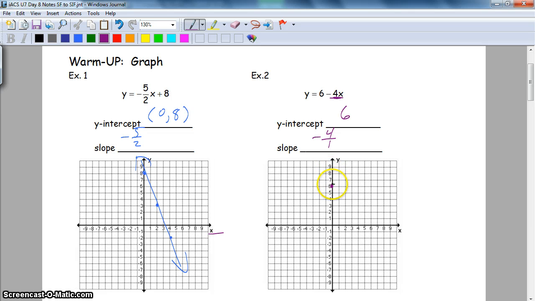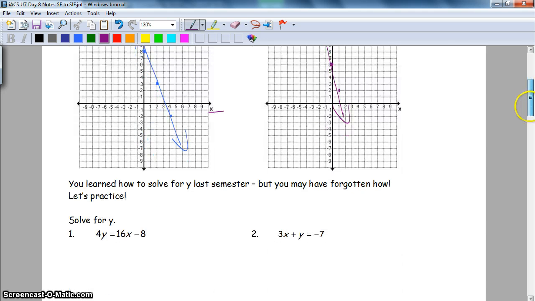The slope of negative 4. If I go down 4, I make sure I got a negative slope that's going that way. What would happen if I went up 4, though? If I went up 4, I'd have to go left 1 to make sure I got a negative slope. So that's where I need you all to be right now, is be able to graph a line, pick off the y-intercept, pick off the slope, and graph the line.